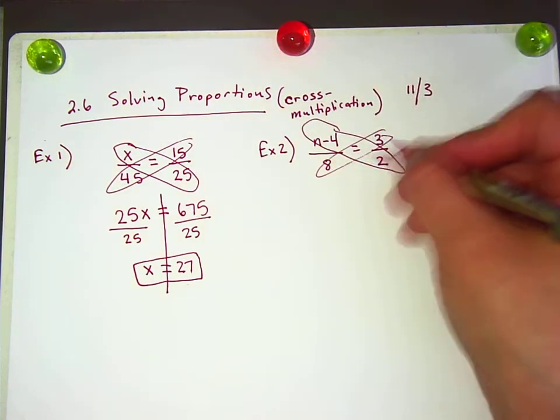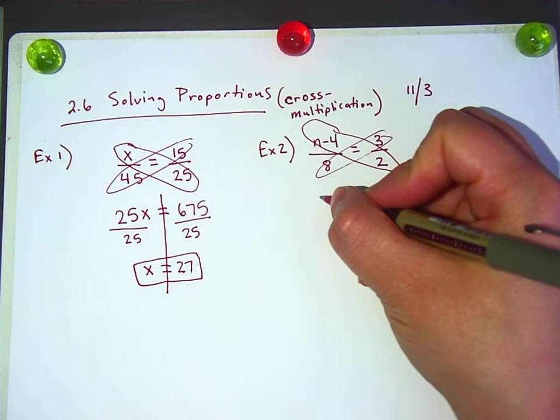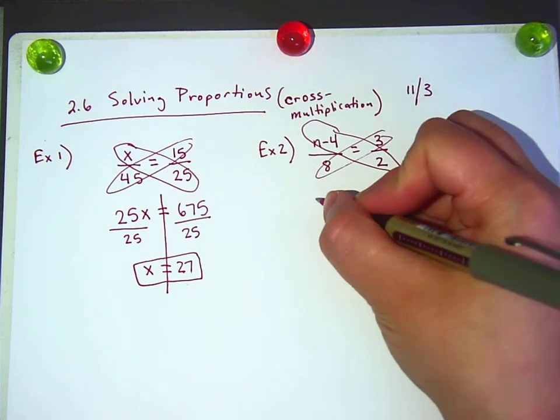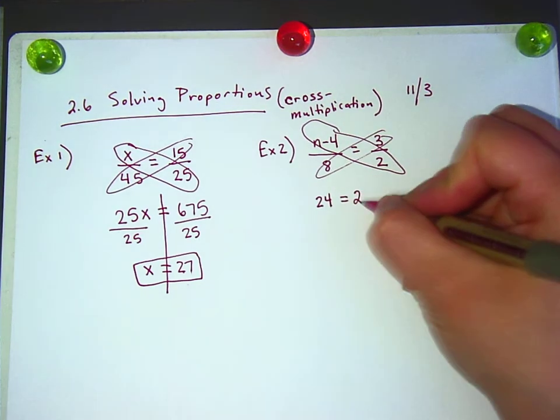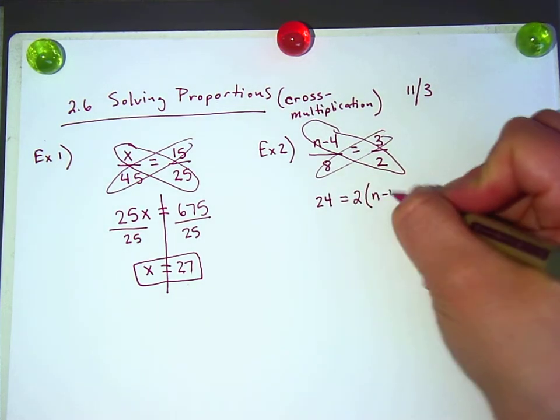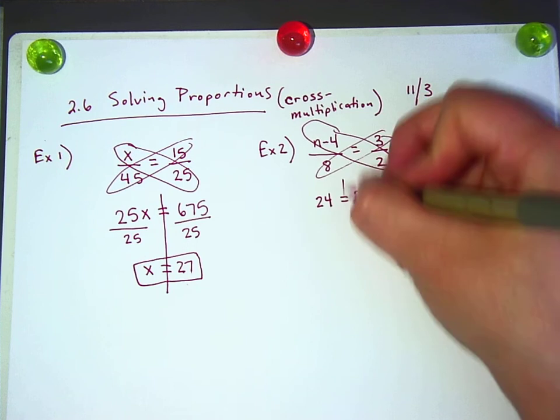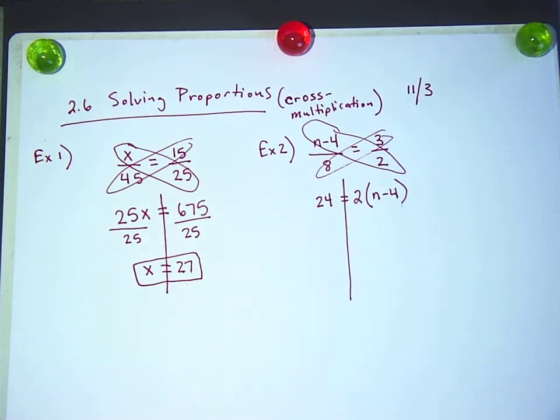The one side is going to be 3 times 8, which is what? 24 is what 3 times 8 is. And on this side, I'm going to write 2 parentheses n minus 4. So the first thing you need to do with your partner is distribute that 2 and then solve for n. Go ahead. Talk to each other. Don't just sit next to each other in silence.